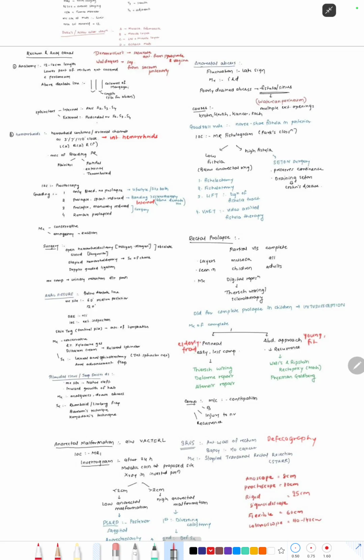Management is conservative by giving a 2% xylocaine gel or diltiazem cream. Surgery is lateral internal sphincterotomy, in which the internal sphincter is cut, and anal advancement flaps.